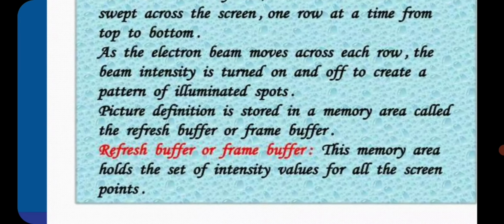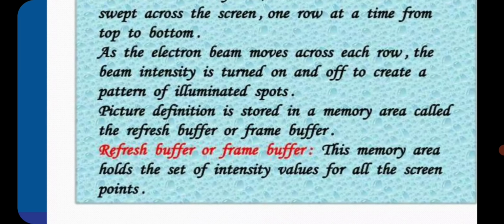And the picture definition is stored in a memory area called the refresh buffer or the frame buffer. A picture is a collection of lines or curves or points. Every line, curve or point has some x and y dimension, or z dimension also. The values of the x-axis and y-axis help to plot those pictures on the screen. The group of all the points which comprise any picture is called the picture definition, and that is stored in a memory area called the refresh buffer or the frame buffer.